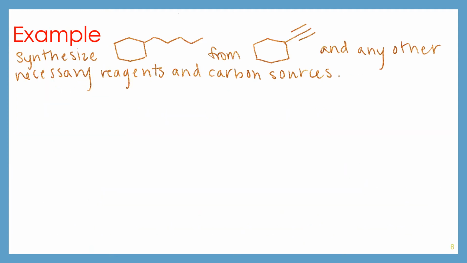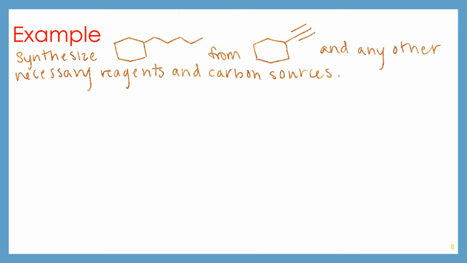So let's work on a practice problem. It says synthesize this compound that's all single bonds from a compound that contains an alkyne and any other necessary reagents and carbon sources. So this is giving us permission to bring in other molecules that contain carbon. Sometimes the directions will say all carbon atoms must come from starting material, or all carbon atoms must come from, and then give some specific compounds. But this one is giving us pretty much free reign.